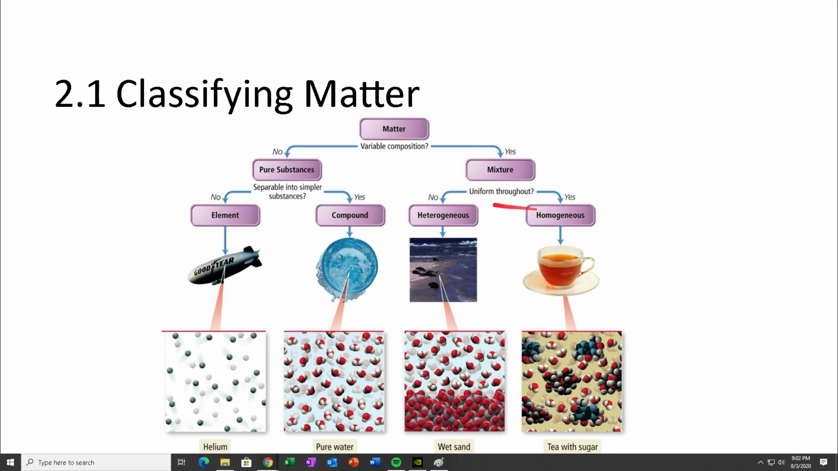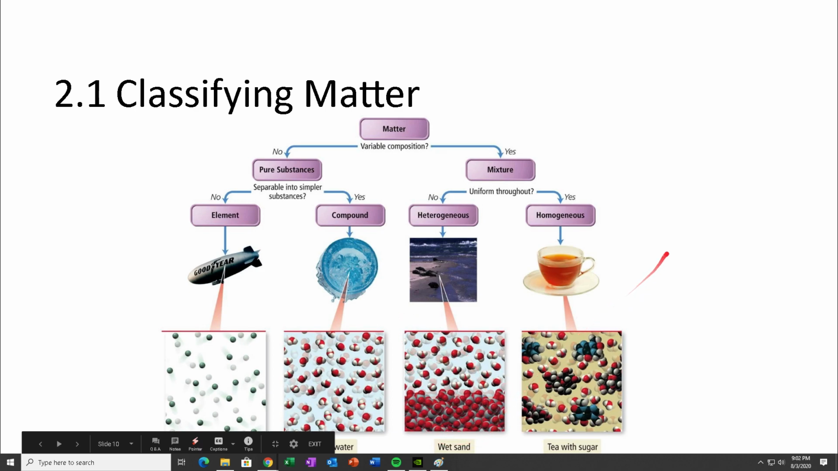If it is not uniform throughout, no, it is heterogeneous, which means that it is separate, like wet sand. Homogeneous, here, is tea with sugar.